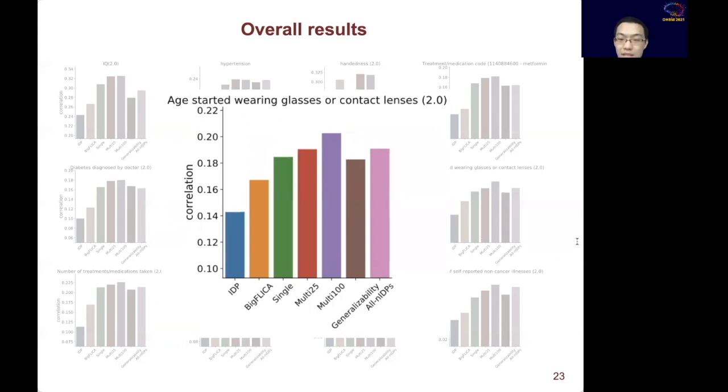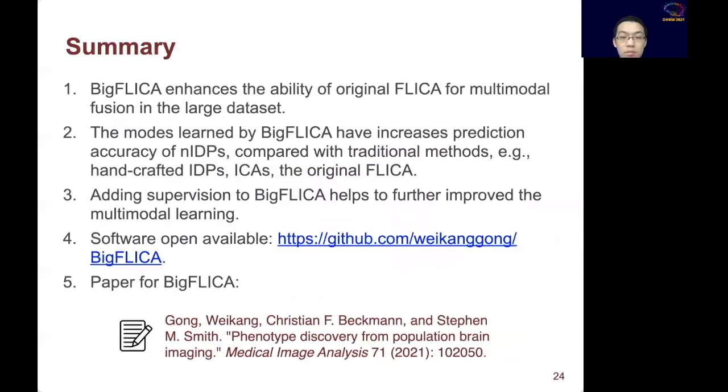Note that these NIDPs are selected because BigFLICA has a very good performance. In summary, BigFLICA enhances the ability of the original FLICA for multimodal fusion in large datasets. The modes learned by BigFLICA have an increased prediction accuracy of NIDPs compared with traditional methods such as handcrafted IDPs, ICA, and the original FLICA. Adding supervision to BigFLICA further helps improve the multimodal learning.